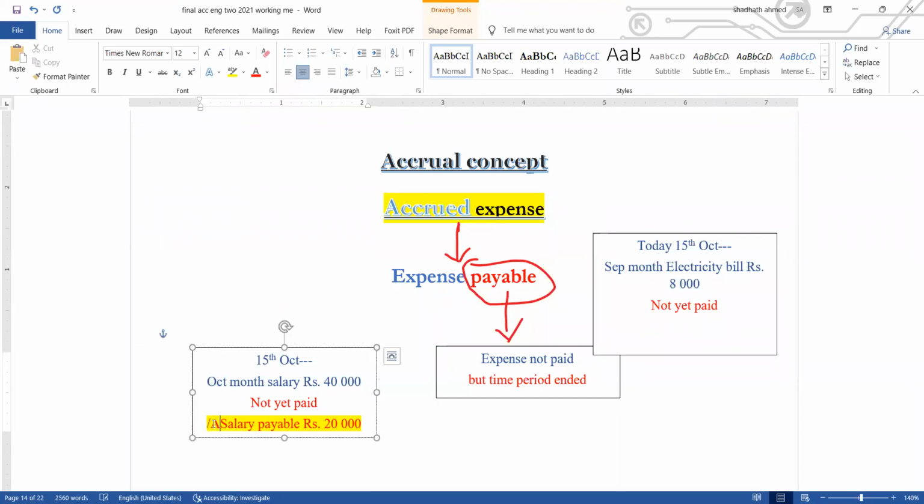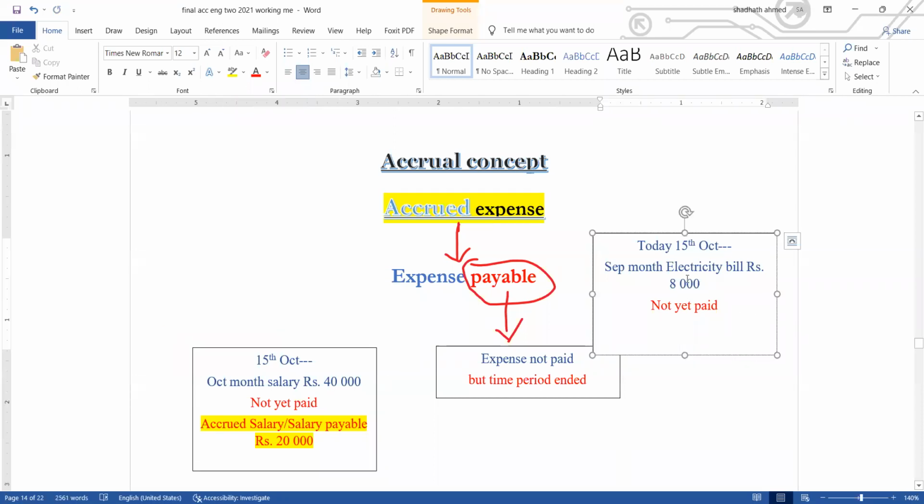Both same, okay? Accrued salary or salary payable. Likewise, can we say accrued electricity 8,000? Yes or no? Everyone, I need an answer. Very good. So, my dear students, each and every word in the question is important.